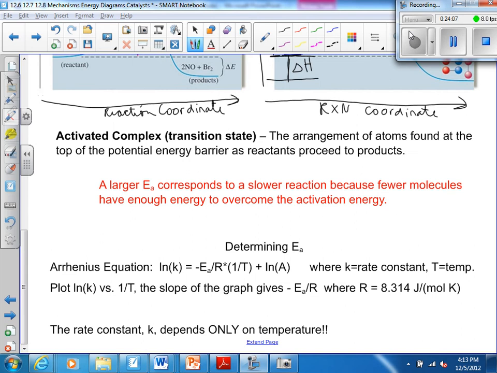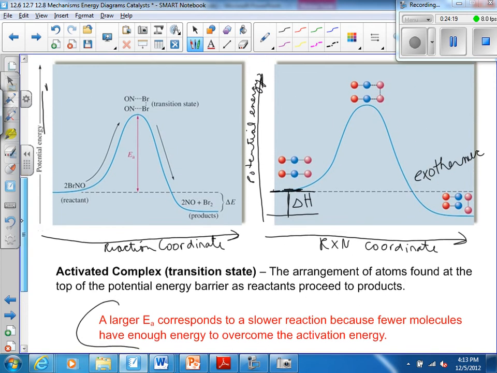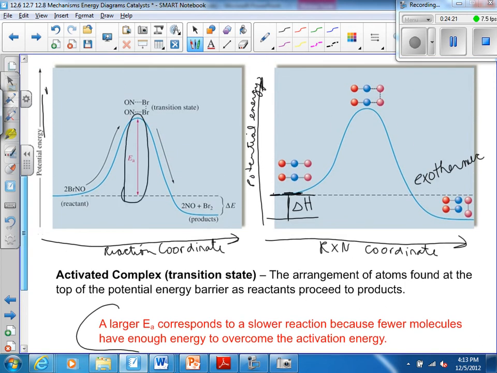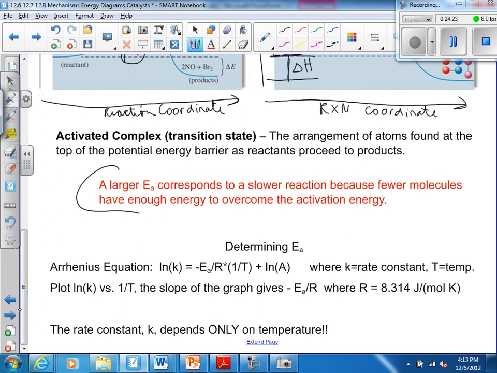Okay, so last thing, not last, almost last. You have to know that as the activation energy increases, when you have a larger EA, the reaction is slower because we have a bigger energy that we need to overcome to react, and not enough molecules have that amount of energy.